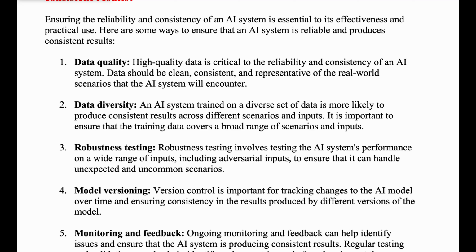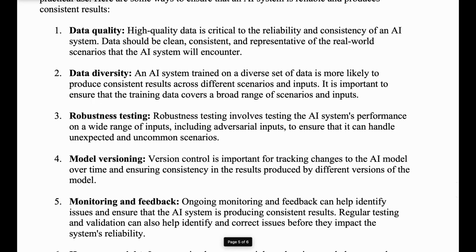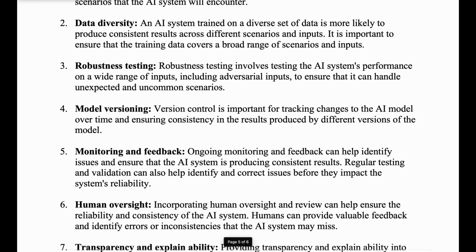Third one is the robustness testing. Robustness testing involves testing the AI system's performance on a wide range of inputs, including adversarial inputs, to ensure that it can handle unexpected and uncommon scenarios. Fourth one is the model versioning. Version control is important for tracking changes to the AI model over time and ensuring consistency in the results produced by the different versions of the model.